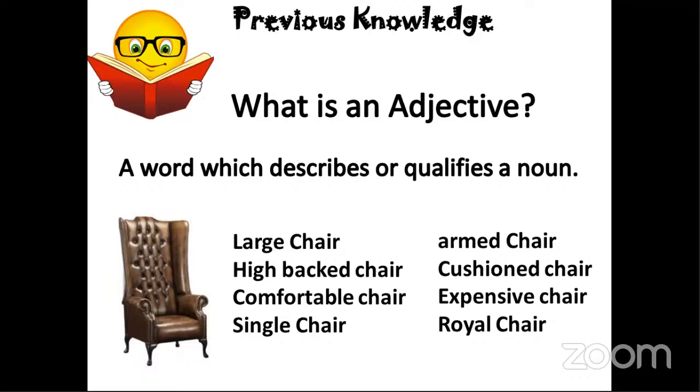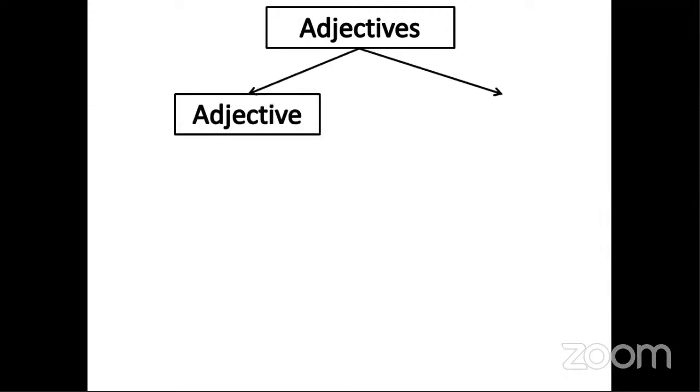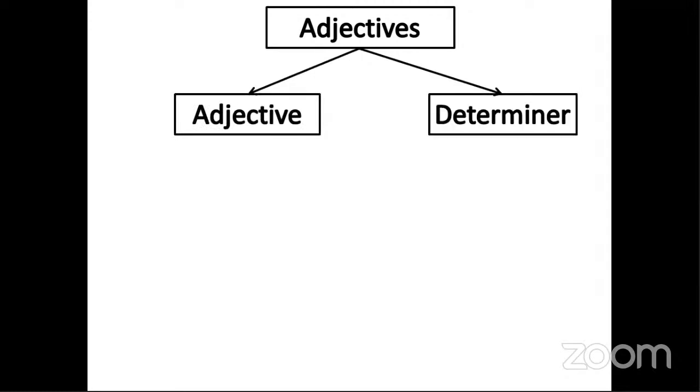So basically, what is an adjective? It is a word which describes or qualifies a noun. Okay, I'm sure you already have this knowledge. Now, let us understand a little more about adjectives. Adjectives are basically divided into two categories. One category is called adjective itself, and the other category is called a determiner. So determiner is nothing but a kind of adjective. But what is the difference? We will see what is the difference.